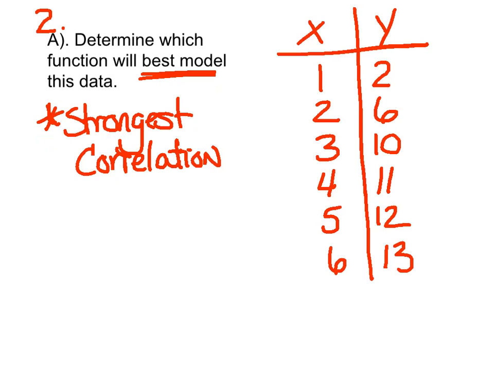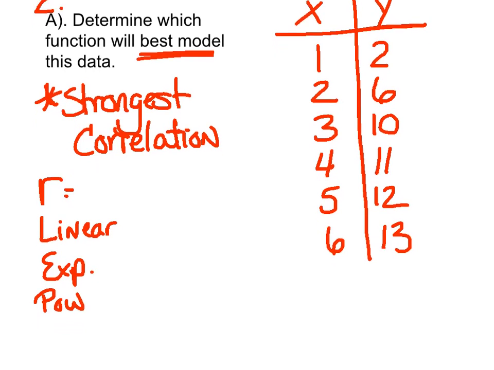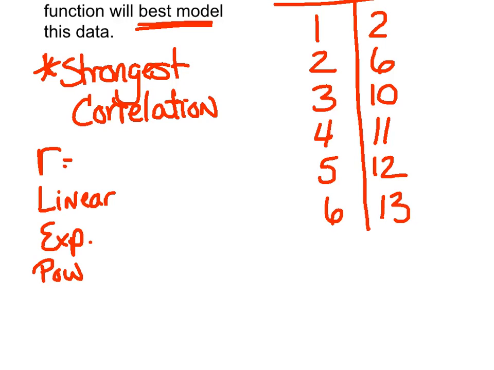So in order to determine which one has the strongest correlation, I have to compare the correlation coefficients, which we reviewed earlier. And remember, the correlation coefficient is that lowercase r. So this takes a few moments. I have to bring up the linear, the exponential, the power, and the logarithmic, and compare their r values to see which one is the strongest.